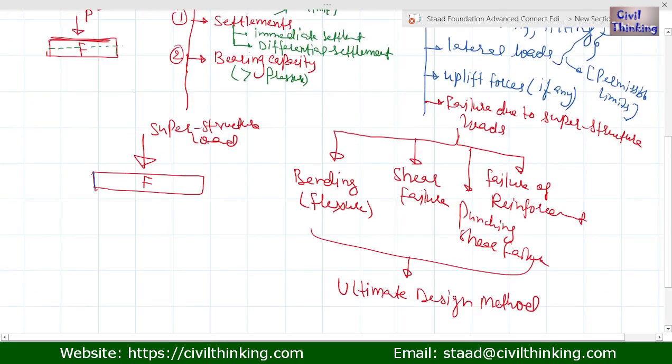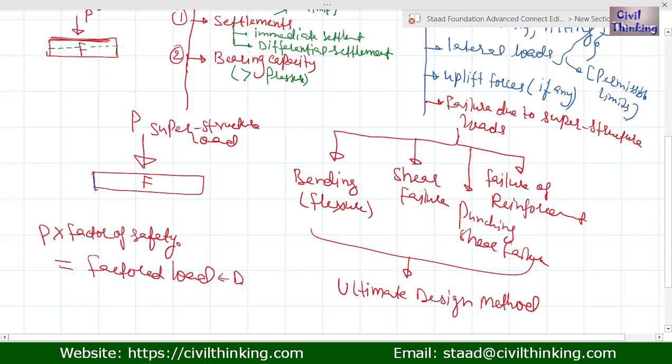In the ultimate design method, for example, we have a superstructure load. Let us say this load is P. We multiply the P with a factor of safety, so we get a factored load, and this factored load we also call the design load. This load is more than the actual load. Since it is more, we design our foundation based on the factored load, which is more than the actual, so our foundation will be safe.